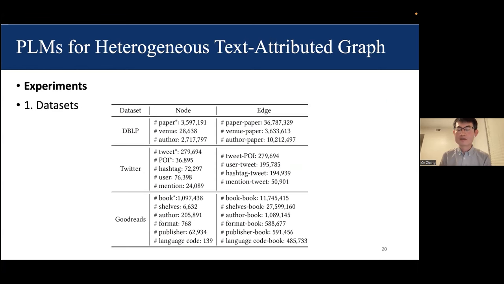Let's look at the experiments. We test on three different datasets. For example, for the first dataset, DBLP, we have more than 3 million academic papers, which are documents. We also have venues and authors. For venues, we have more than 28,000 venues. For authors, we have more than 2 million authors.